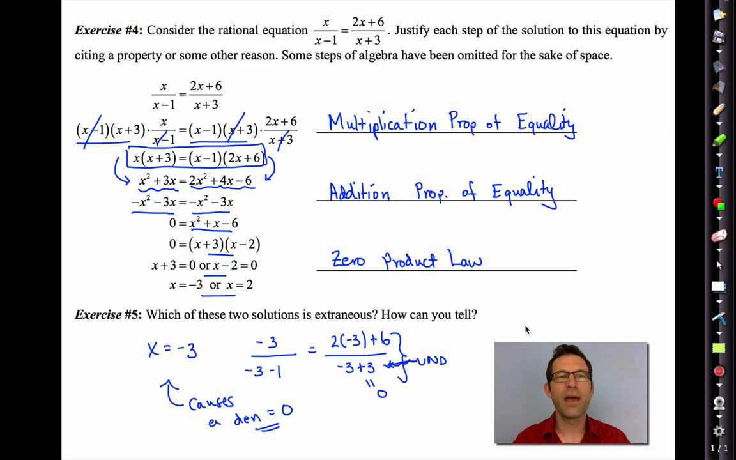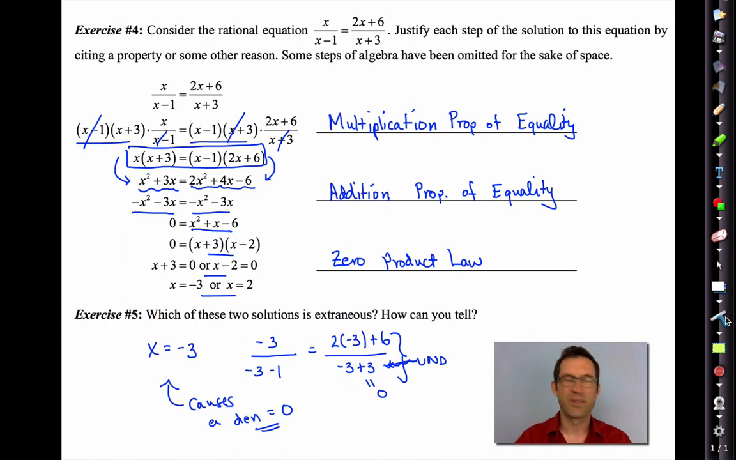By multiplying by x minus 1 and x plus 3 on both sides, we're, if you will, accidentally multiplying by 0. That's resulting in a root of x equals negative 3, which is extraneous. All right, well, let's take a look at this a little bit more. Pause the video now, write down anything you need to, and then we'll take a look at this phenomenon one more time.